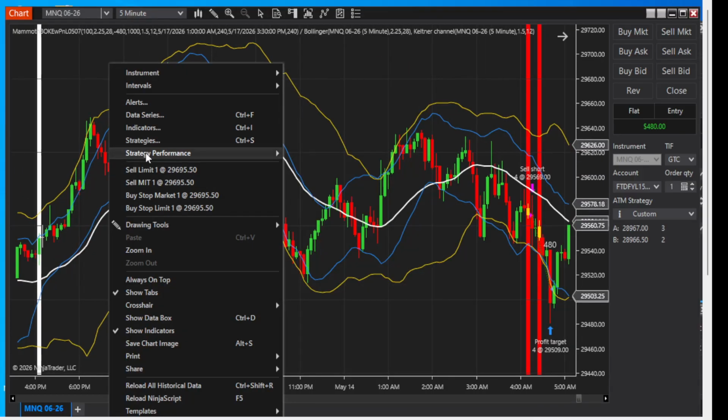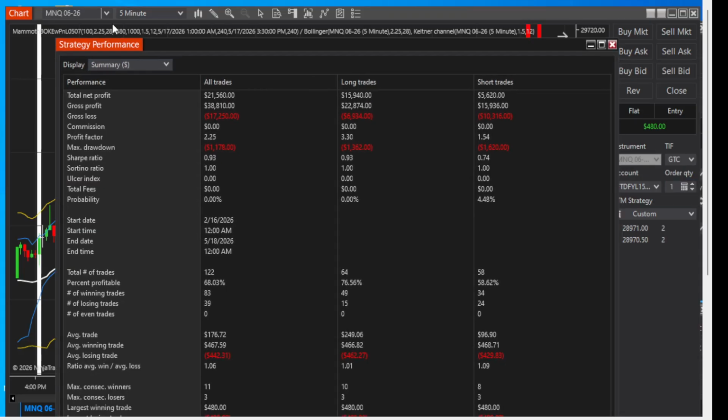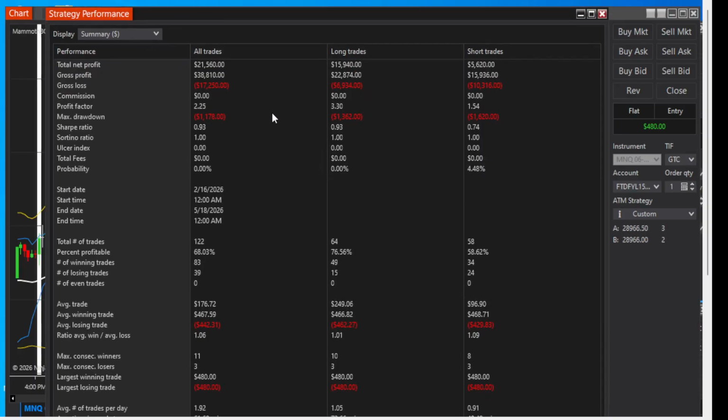For the performance, I always have 90 days of data loaded. You can see that it's not bad. You have a profit factor of 2.25, sustainable, and the max drawdown is 1,100, and you have a net of 21,000. This is the data from February 16th to May 18th, 90 days. You have in total 122 trades. The percentage is a good percentage because the risk and reward is 1 to 1.